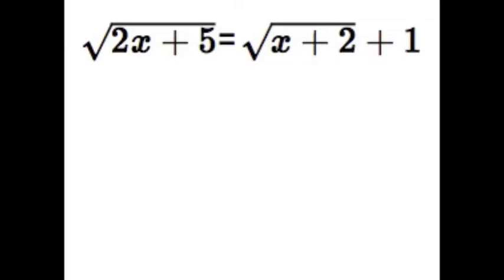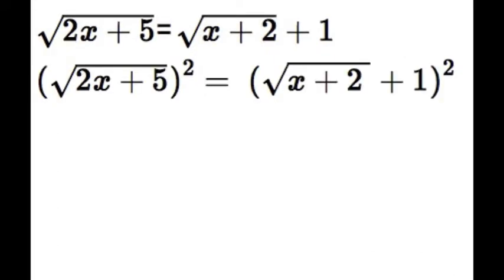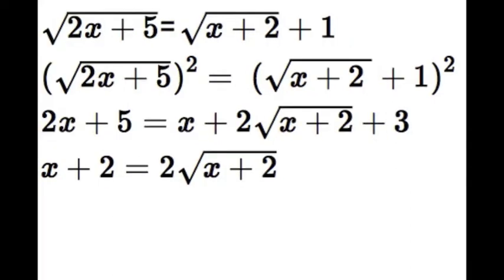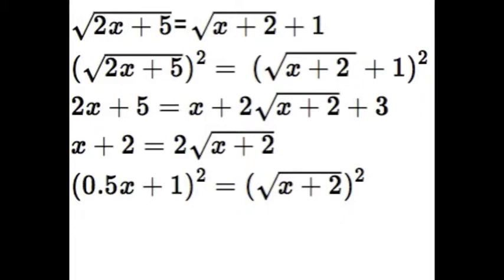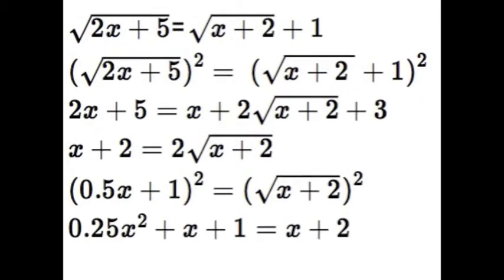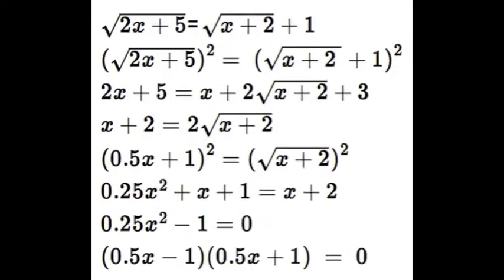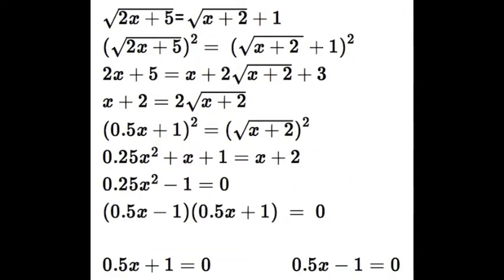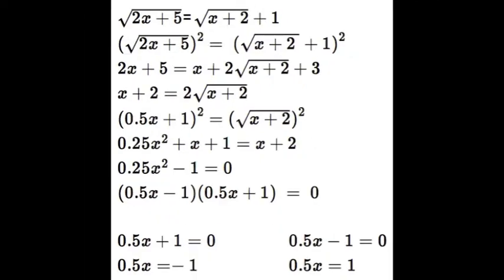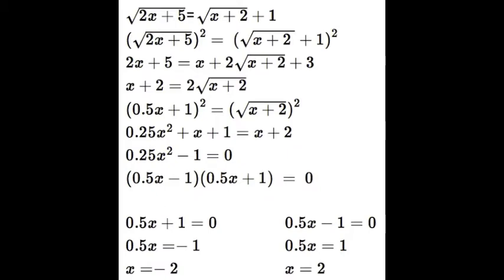Now let's go over solving an equation with two radicals. Here's the first problem. To solve this problem, first you square both sides and FOIL, combining like terms to get x plus 2 equals 2 square root of x plus 2. Next, square both sides, then FOIL and combine like terms again to get 0.25x squared minus 1 equals 0. Factor out to get (0.5x minus 1) times (0.5x plus 1). Set each equal to 0 and get x equals negative 2 and 2. When you check your solution, both work, so there's no extraneous solution.